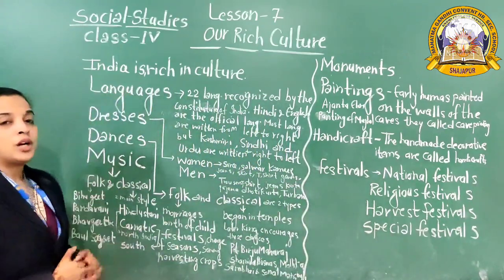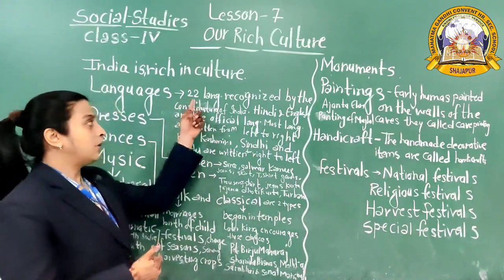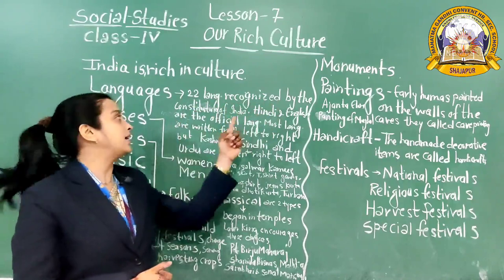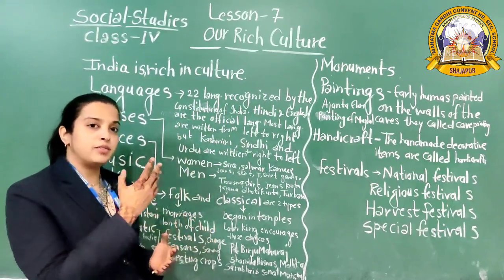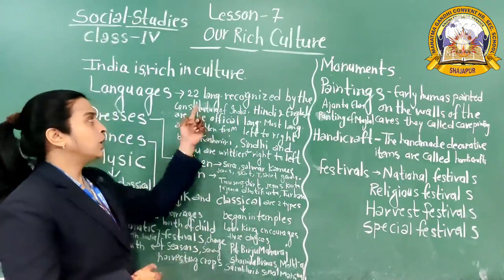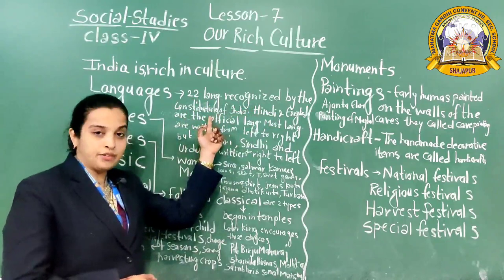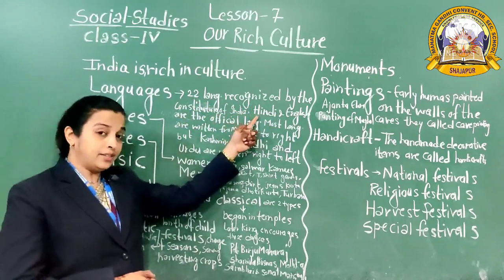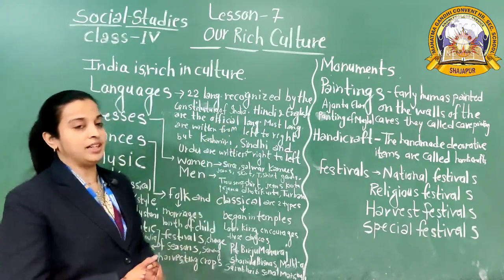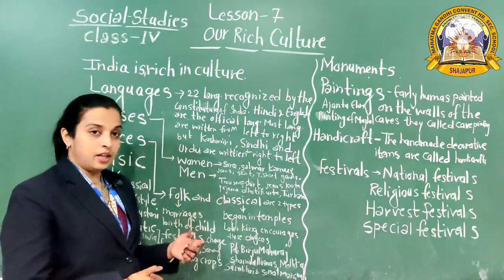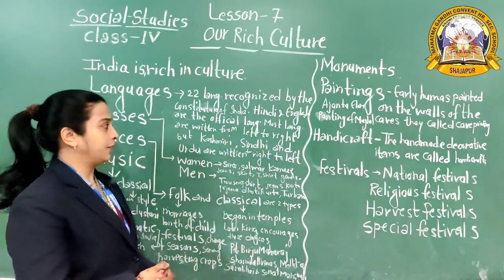Languages. In India, so many languages are there that 22 languages are recognized by the constitution. The people speak different languages, but 22 languages are recognized by the constitution of India. And Hindi and English are the official languages of India.